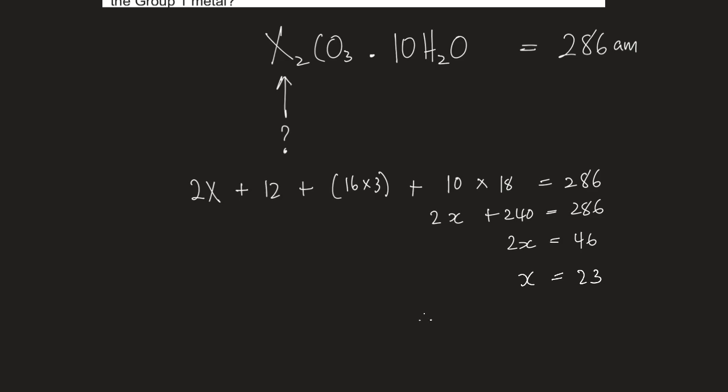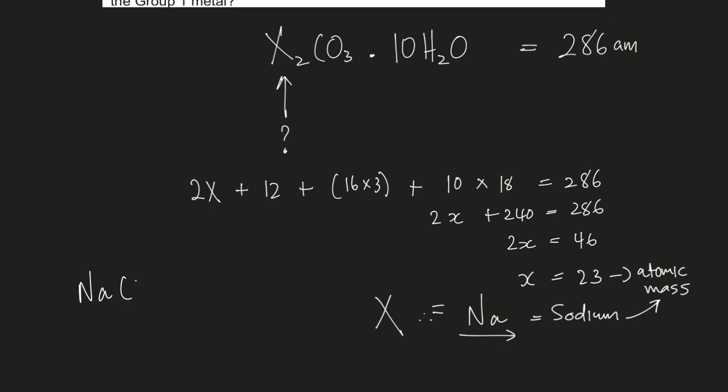Right, so you need to find the atom that has an atomic mass of 23. And if I look at my periodic table, it says that Na, or sodium, has an atomic mass of 23. So the answer for X is then equal to sodium, or Na. So your salt actually looks like this: Na2CO3 times 10 H2O.